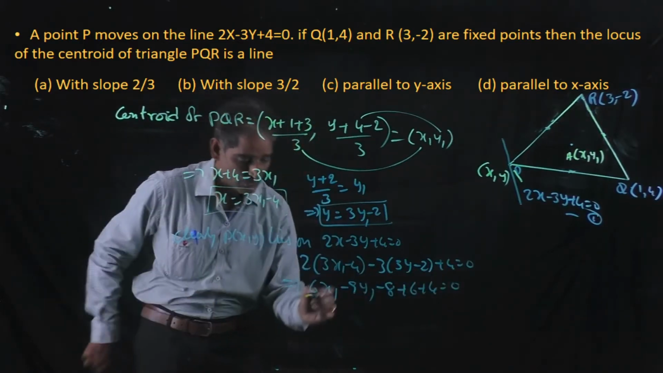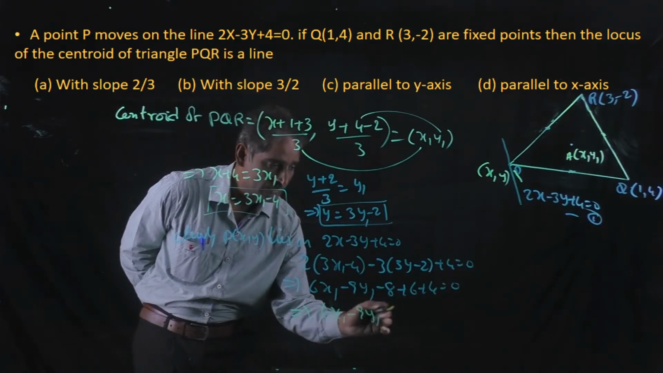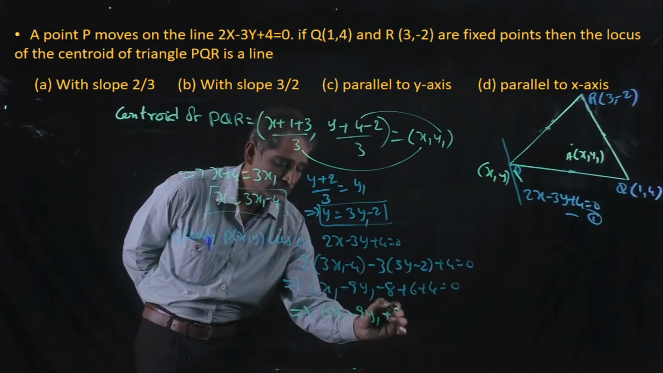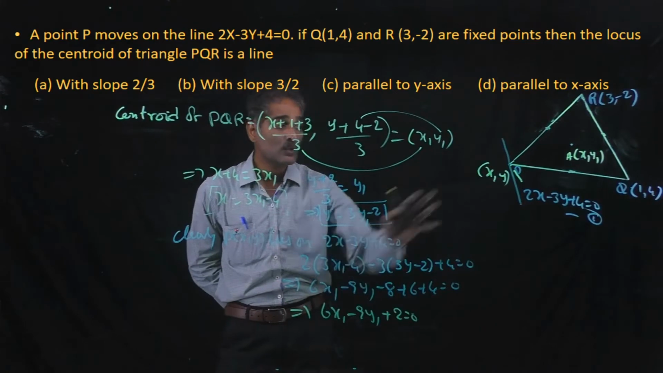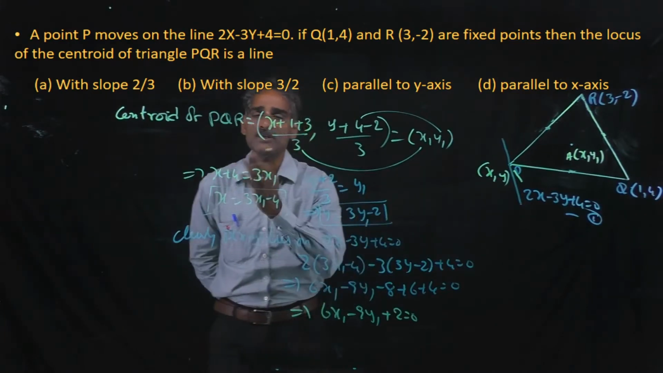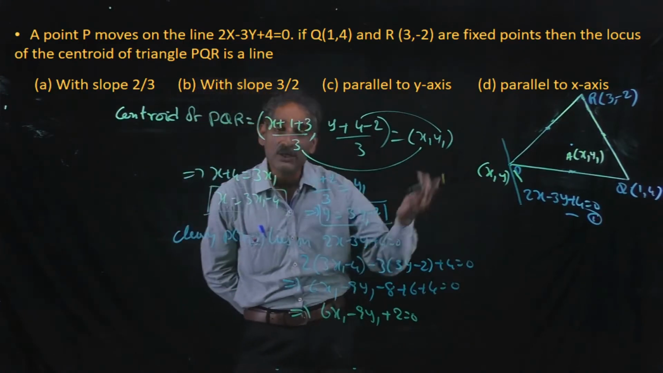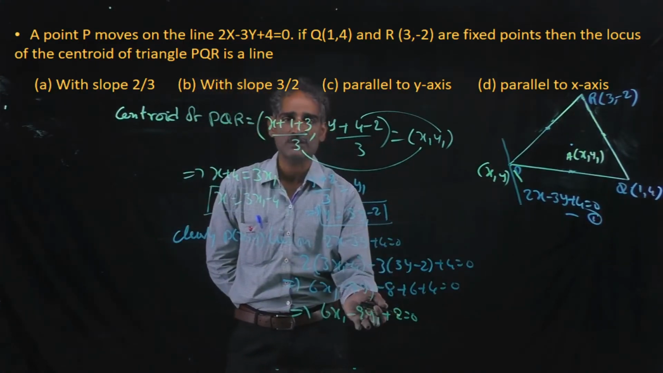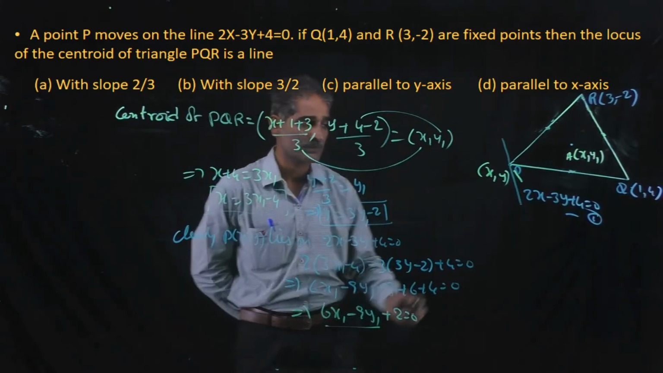So from this we can write 6x1 minus 9y1 minus 8 plus 6 plus 4 equal to 0. This is the equation of the locus of the point. Here it is just to verify the options. So what is the slope of the locus of the point? Here this is the locus equation, and from this we can find the slope. Slope is nothing but minus x coefficient by y coefficient.